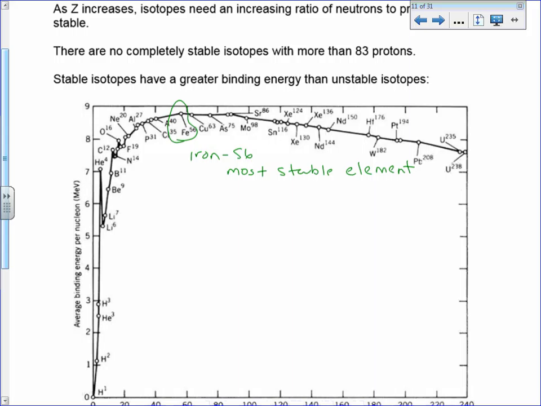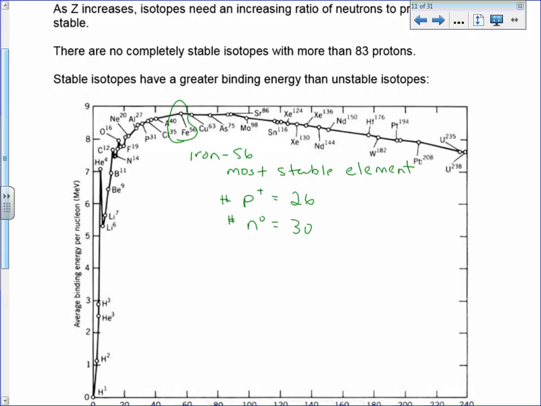Right? And if we think about that with iron, iron is 26. So iron-56 has 26 protons, and the number of neutrons in this case is 30. Those numbers are pretty close together, so that makes it very, very stable.